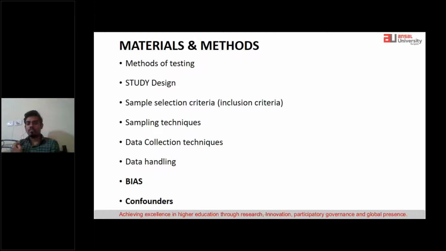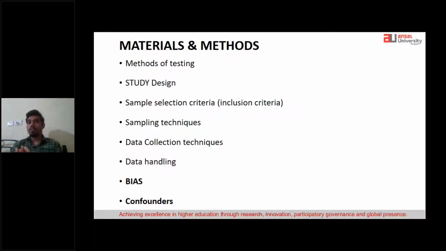So materials and methods involve a lot of things. As I said, the first thing it involves is the method of testing. What all are the tests, what all are the things which you will do to collect the data. Your method of testing is nothing but one of the methods for extraction or collection of the data. But before you go into it, you should understand which research design you have to follow. What will be your sample selection criteria, what sampling technique you will use; these all are part of your materials and methodology.